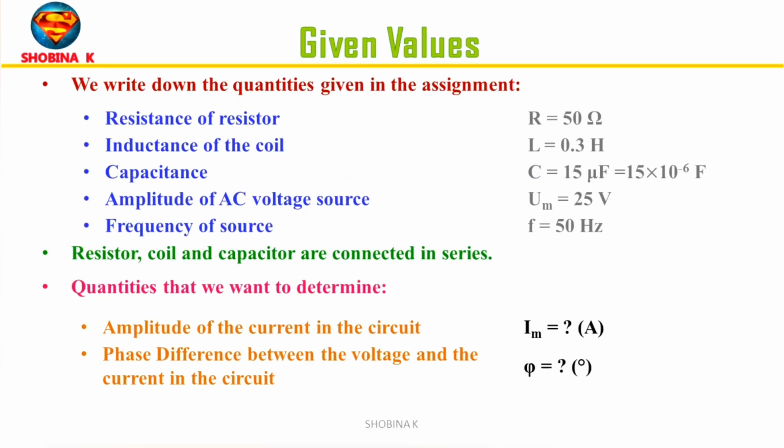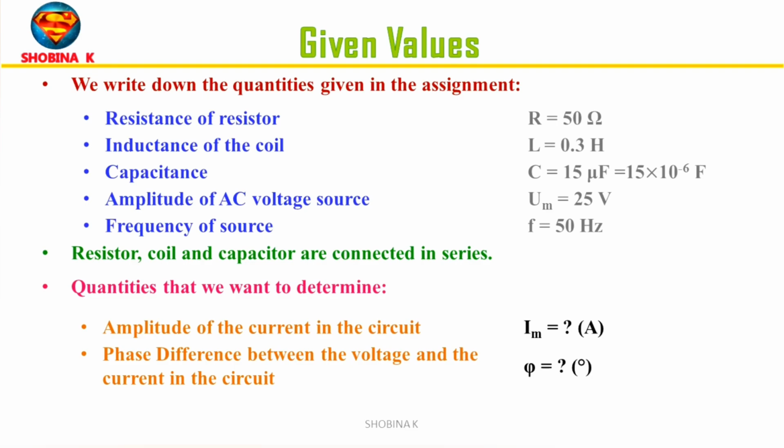First write down the quantities. The resistance of the resistor is 50 ohm. The inductance of the coil is 0.3 Henry. And the capacitance is 50 microfarad. And the amplitude of the AC voltage source is 25 volt. And the frequency of the source is 50 Hz. And here the resistor, coil and capacitor are connected in series.